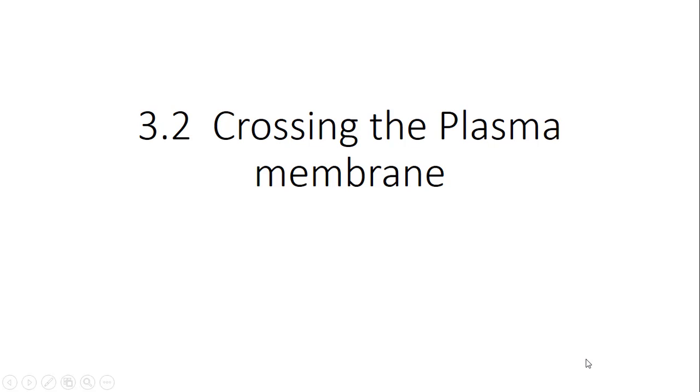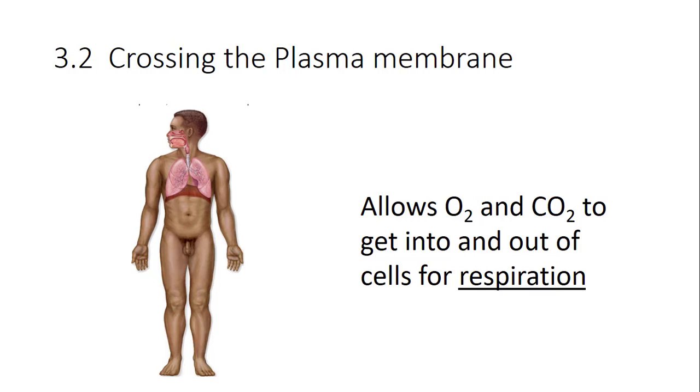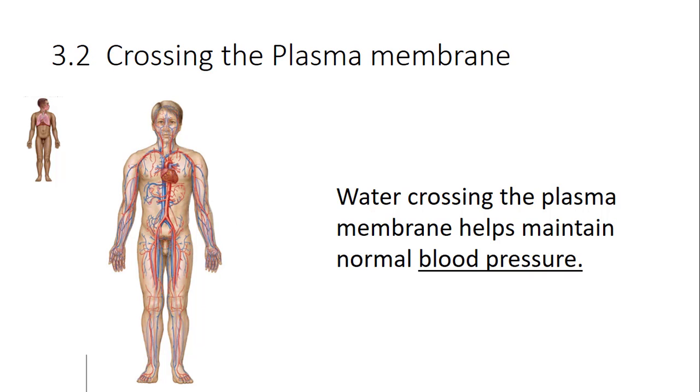The topic of this video is crossing the plasma membrane. This is a crucial process because molecules like oxygen gas and carbon dioxide need to be able to get into and out of cells. That allows for respiration to occur. Water also needs to be able to cross the cell membranes to keep our blood pressure at the right level. So we maintain our normal blood pressure partly through water molecules crossing the plasma membrane.